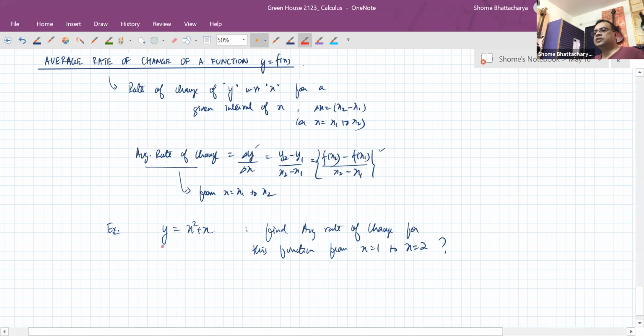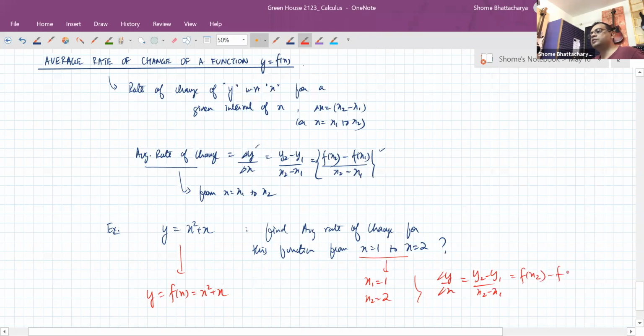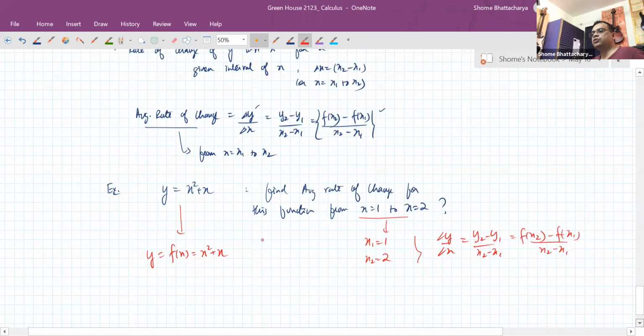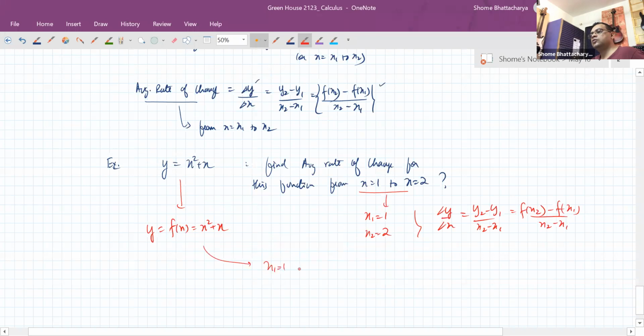So the moment I see this is my function, given by the relation x square plus x, and this is my interval, I'll take x1 equal to 1 and x2 equal to 2, and I'll now calculate delta y by delta x. So that is y2 minus y1 upon x2 minus x1. Now, what is y2 over here? It is the value of the function at x2. What is y1? It is the value of the function at x1. So now you can tell me what should be the value of y1? It is f of x1. So that is the value of the function at x equal to 1.